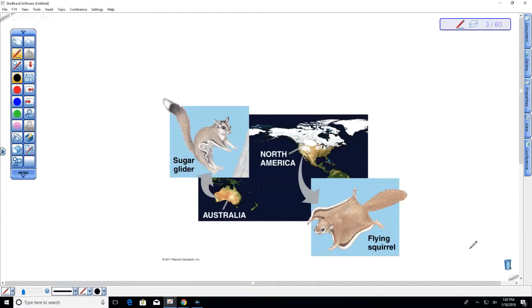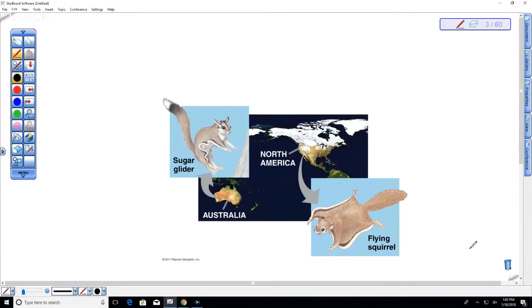The sugar gliders, however, you notice they look very similar to the flying squirrel species. But if you notice where they are located, one is in Australia and one is in North America. So what type of mammals do they typically have in Australia that we do not have here? Kangaroos, which are examples of marsupials, right? So Australia is known for its marsupials, and the sugar glider is a marsupial. Our flying squirrel is called a placental mammal, right? And they diverged a long time ago. So even though they look similar, they are not closely related.